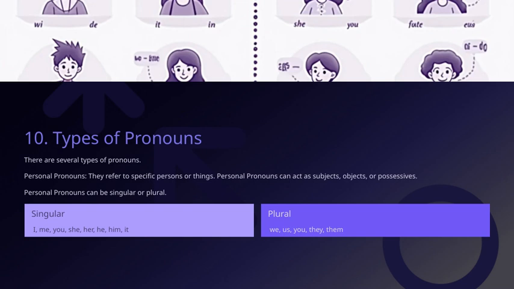It's also important to note that personal pronouns can be singular or plural. Singular pronouns refer to one person or thing, like I, me, you, she, her, he, him, and it. When we're talking about more than one, we use plural pronouns like we, us, you, they, and them. Understanding these distinctions helps us communicate clearly and accurately, which ties back to our overall goal of mastering effective language use. So, whether you're describing one person or a group, choosing the right pronoun is key to making your message clear.